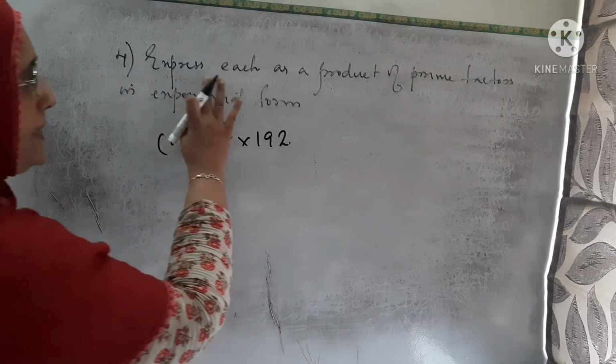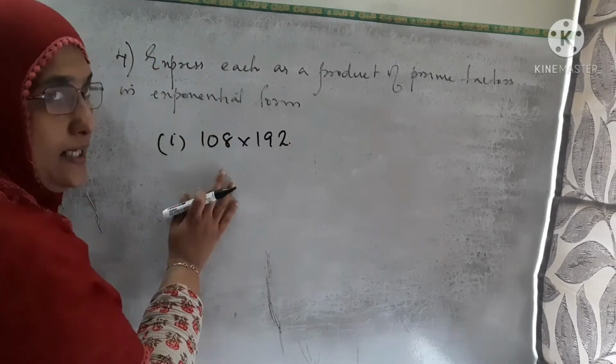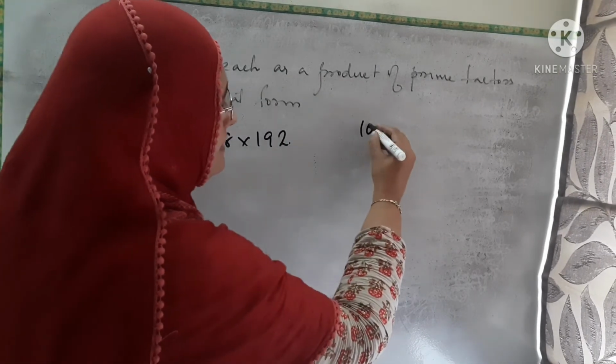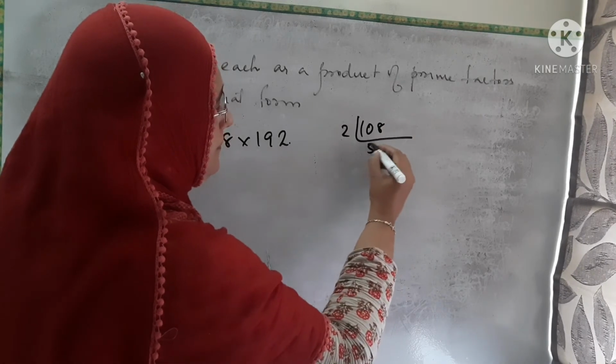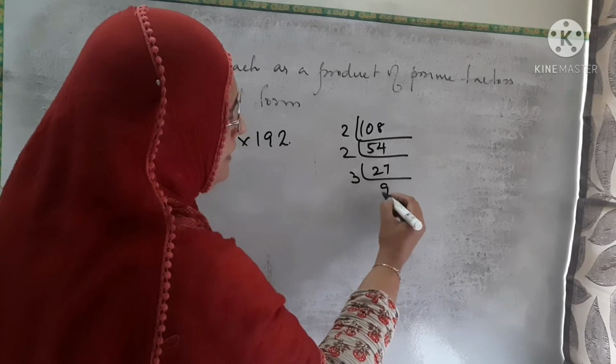Now next one, express each as a product of prime factors and in the exponential form. Factorize it. 108. So 2, 54, again 2, 27, again 3, 9.